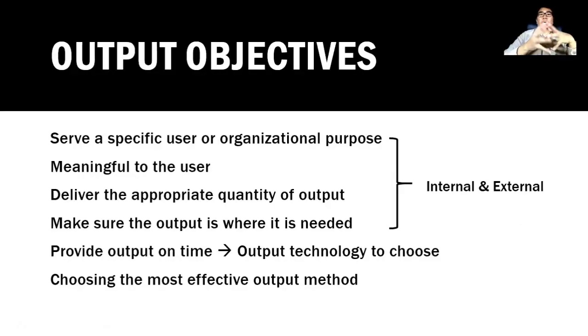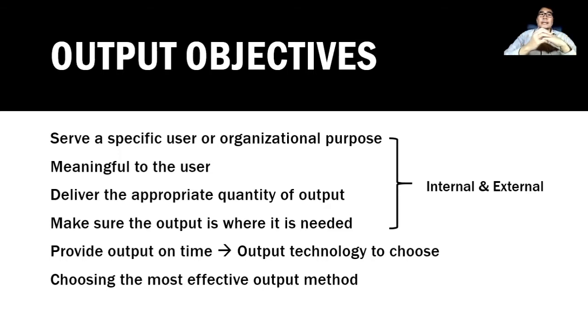These are the output design objectives. The first one is to serve a specific user or organizational purposes. So this means that the output is designed in order to fulfill a user's need or the organization's need. So it all depends on the users' or the organization's need of the output. The second one is that the output should be meaningful to the users. This means that the users will be able to use the output for their decision-making process.